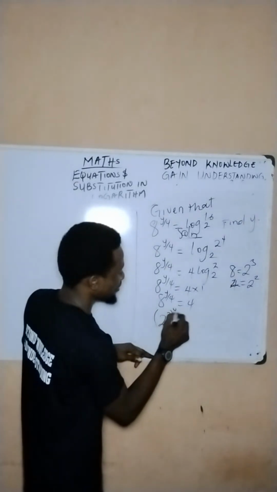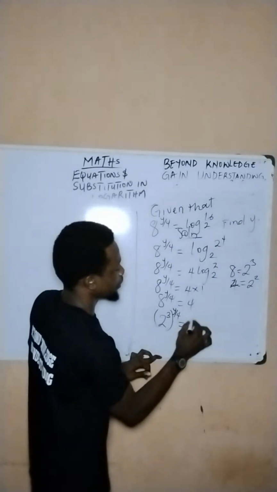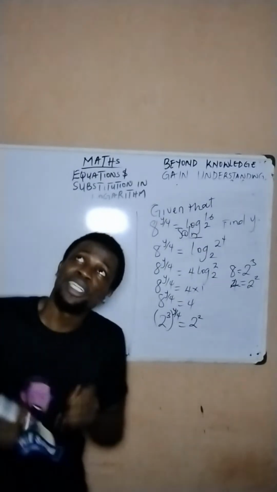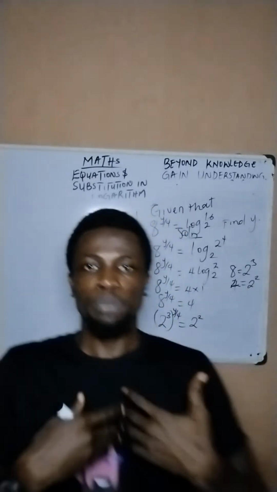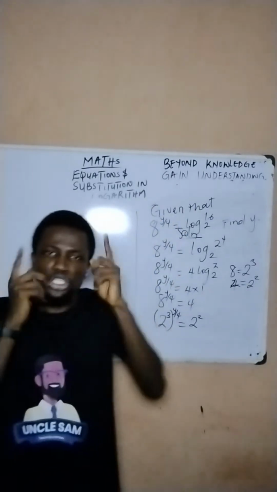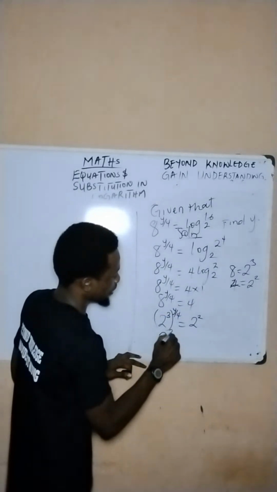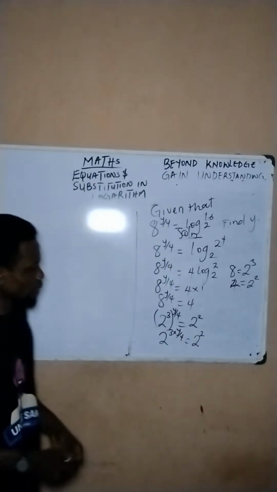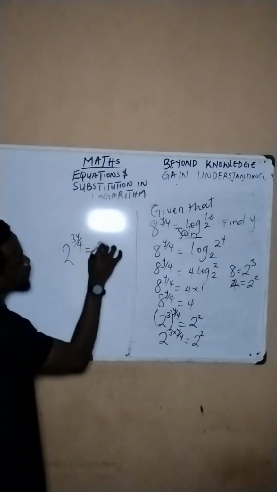And they have the outermost power, which is y over 4, equals replacing 4 here with 2 squared. Then we employ the power law of indices, which says if you have two powers, one inside and one outside, use the power inside multiplied by the power outside. So this is the same as saying 2 to the power of 3 multiplied by y over 4 equals 2 to the power of 2. So this is now going to give us 2 to the power of 3y over 4 equals 2 squared.